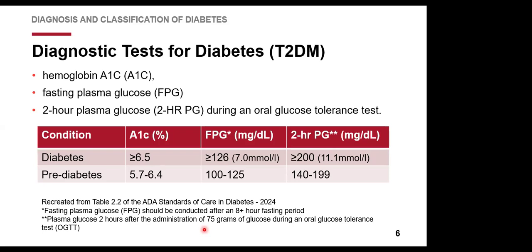Then for prediabetes, the A1C is usually between 5.7 to 6.4. The fasting plasma glucose is between 100, that is in milligrams per deciliter, to 125. And then for the oral glucose tolerance test, it's between 140 to 199.